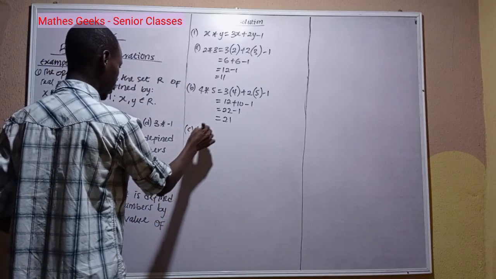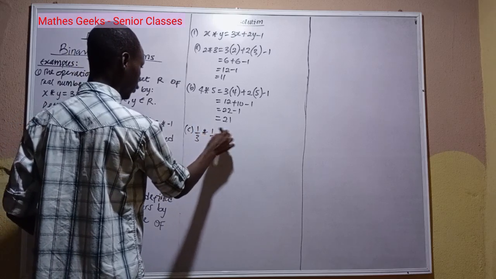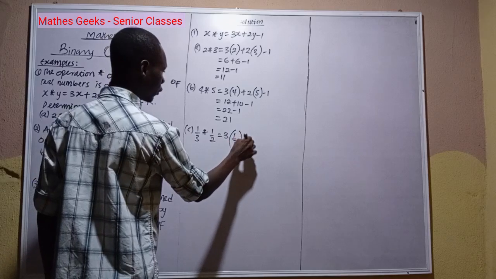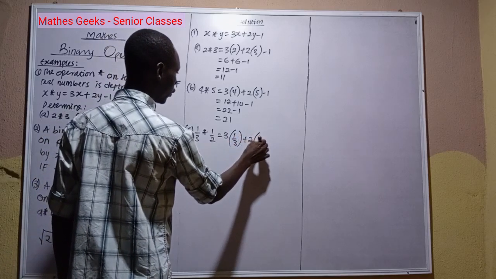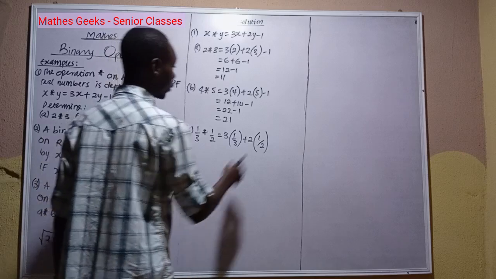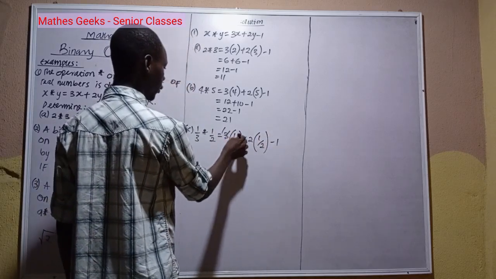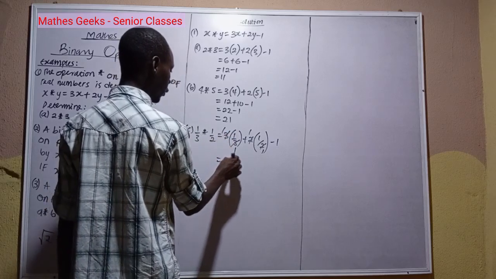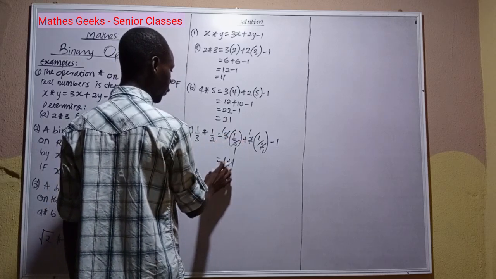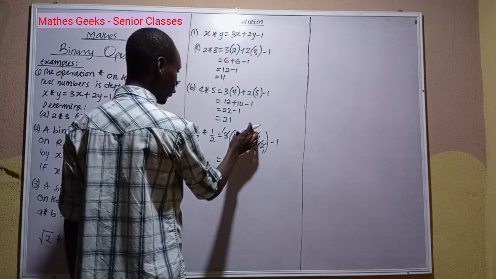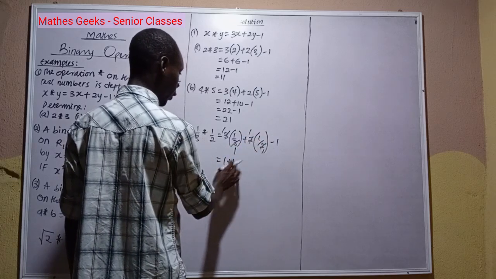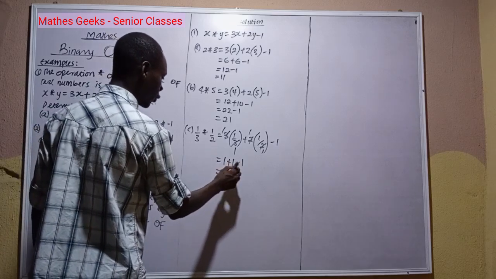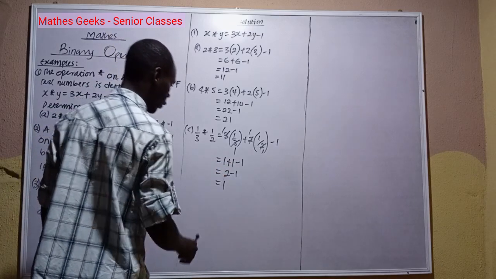1 over 3 star 1 over 2 is 3 times 1 over 3 plus 2 times 1 over 2 minus 1. The 3s cancel to 1, and the 2s cancel to 1. So 1 plus 1 is 2, minus 1 is equal to 1.